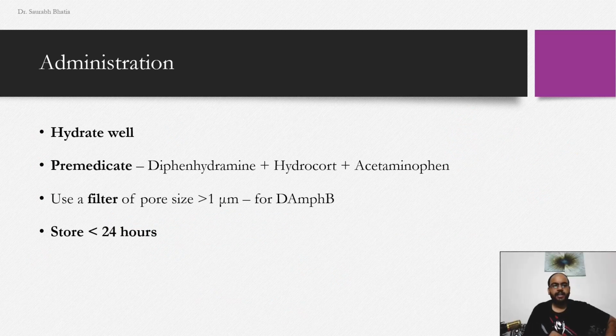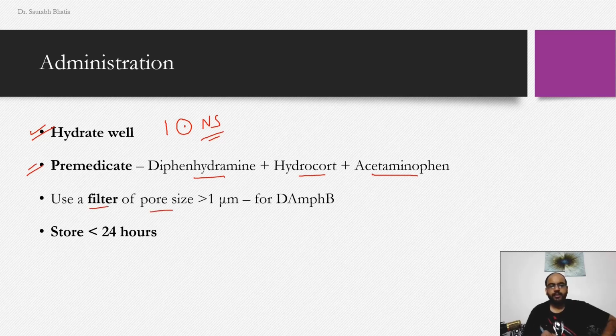So you have to hydrate the patient very well. It's a good idea to use 1 unit NS. Now here the NS you're giving for hydration is not coming into contact with amphotericin B. Remember, if normal saline comes into contact with amphotericin B, it will precipitate. So you don't have to mix these two things together. Pre-medicate using diphenhydramine, hydrocort and acetaminophen, the usual pre-medication that we use.